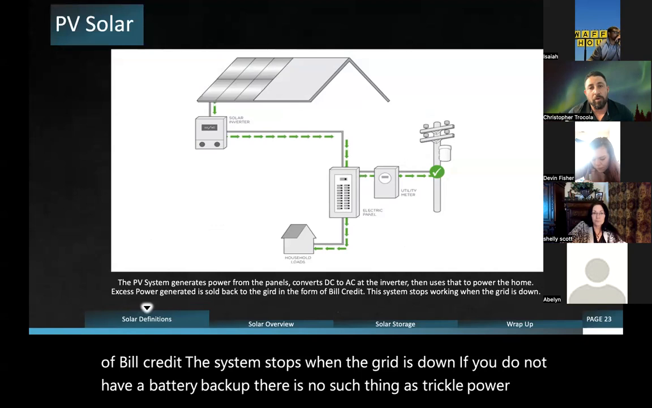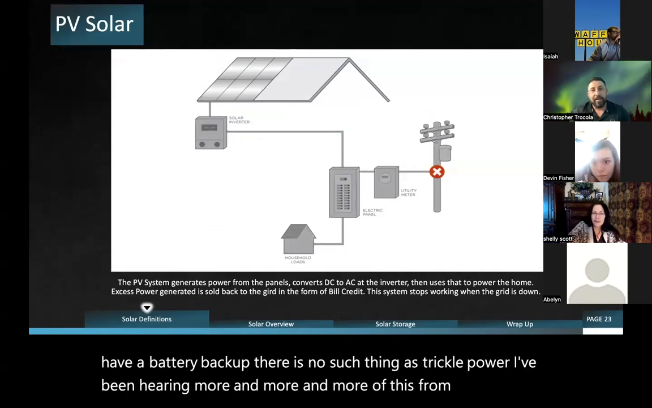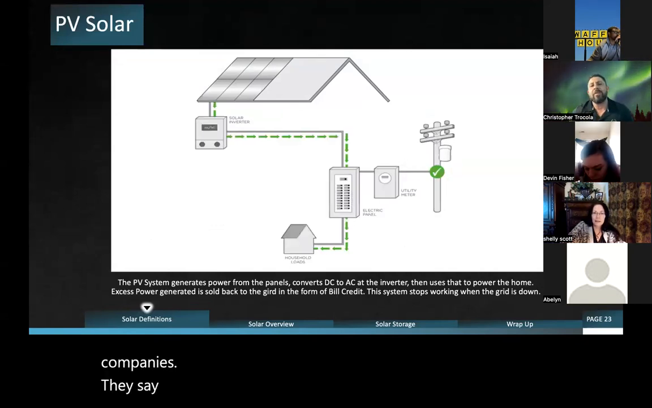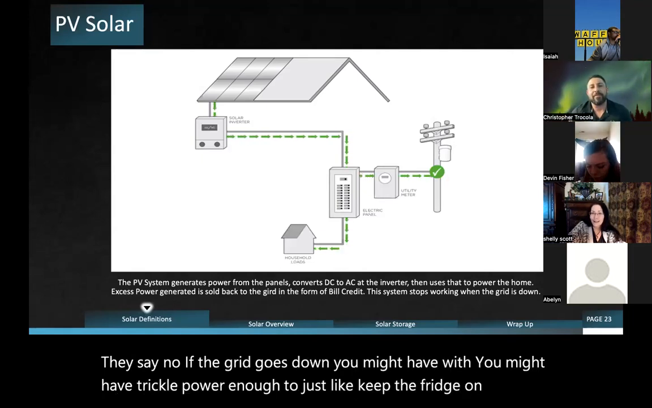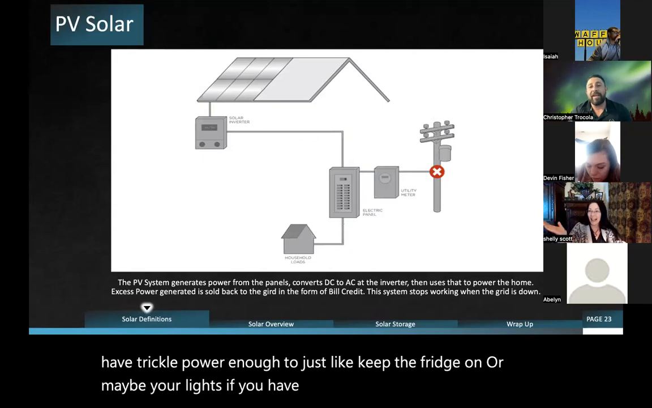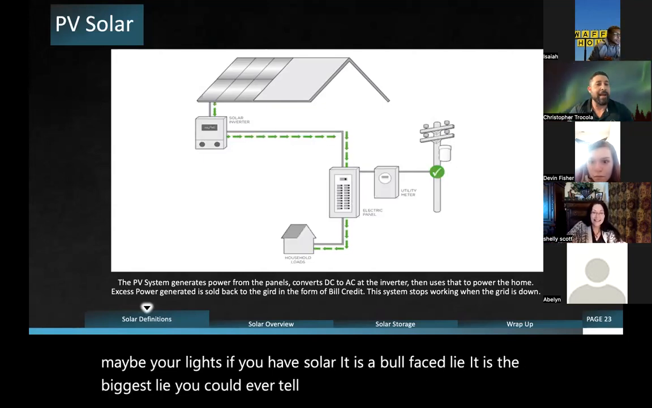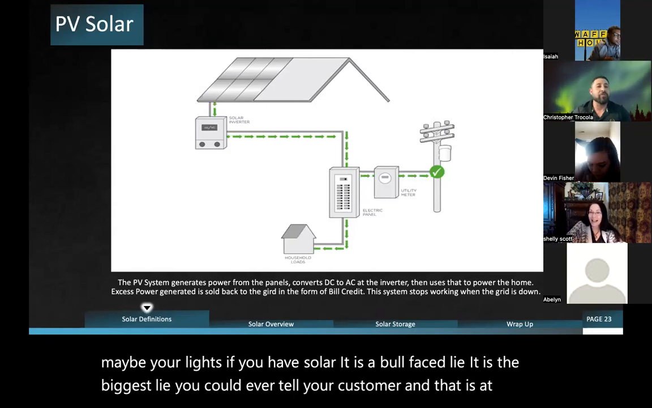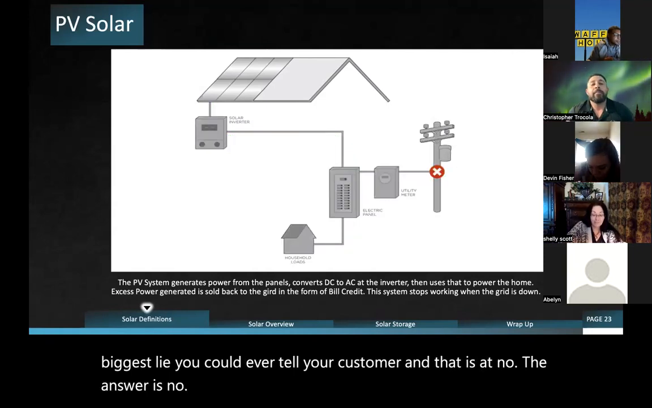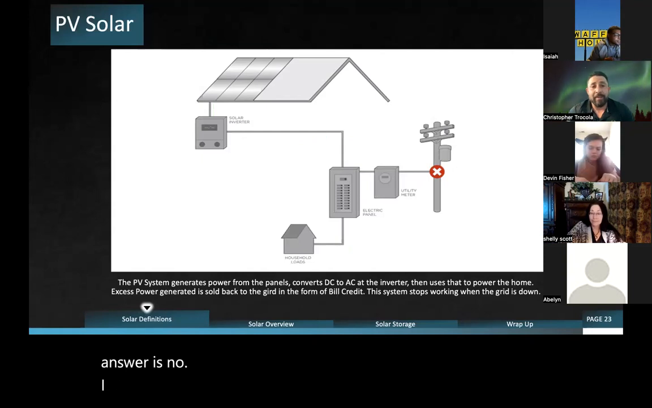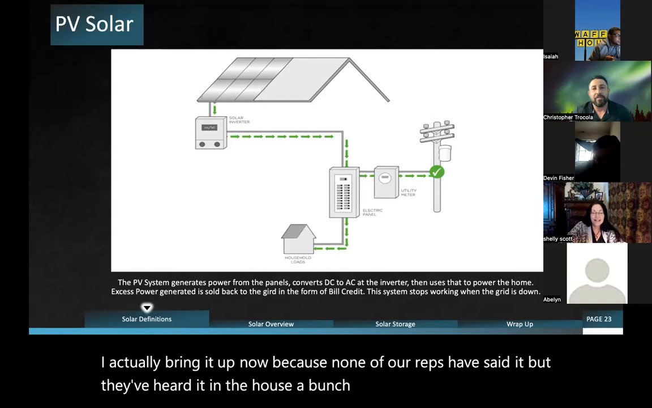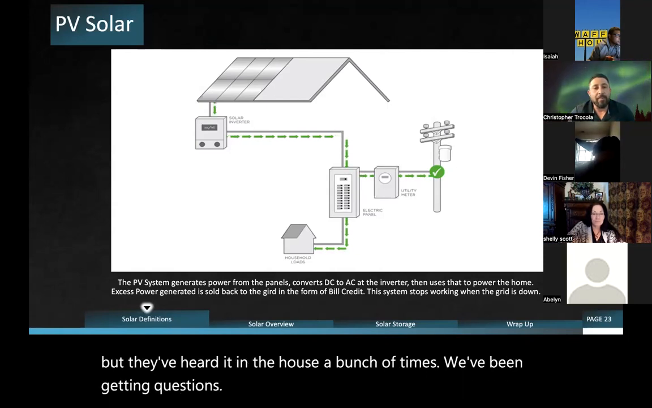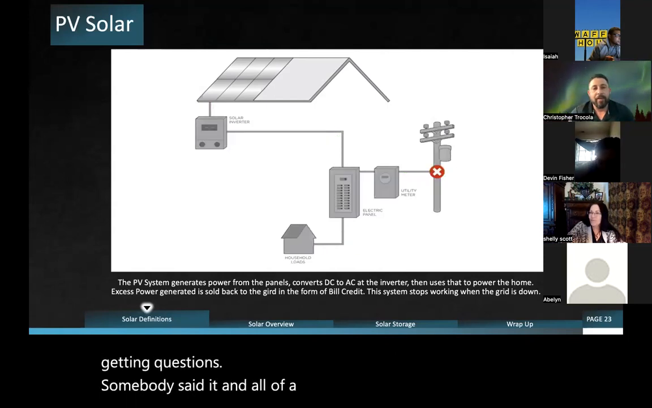I've been hearing more and more of this from other companies. They say, oh no, if the grid goes down, you might have trickle power, enough to just keep the fridge on or maybe your lights if you have solar. It is a bald-faced lie. It is the biggest lie you could ever tell your customer, and the answer is no. I actually bring it up now because none of our reps have said it, but they've heard it in the house a bunch of times. So we've been getting questions. Somebody said it and all of a sudden it became a thing.